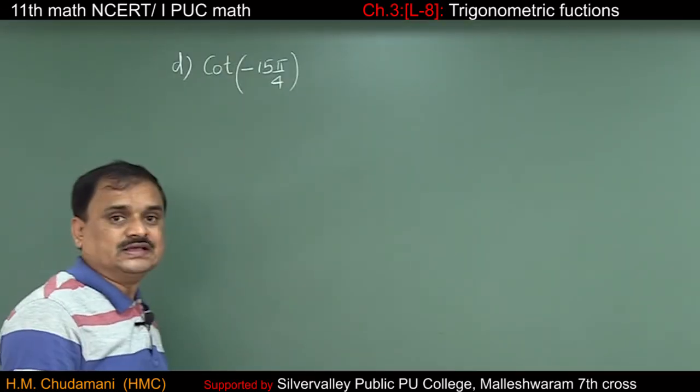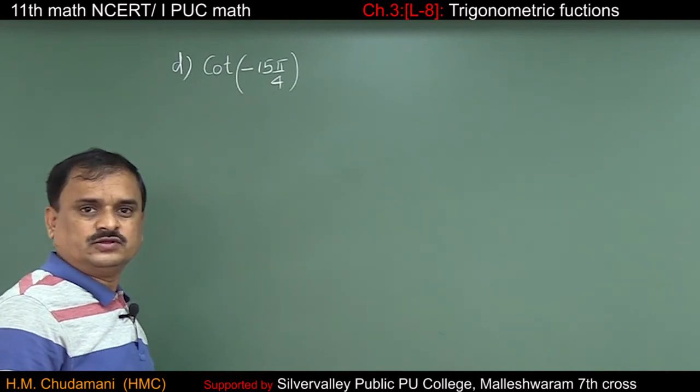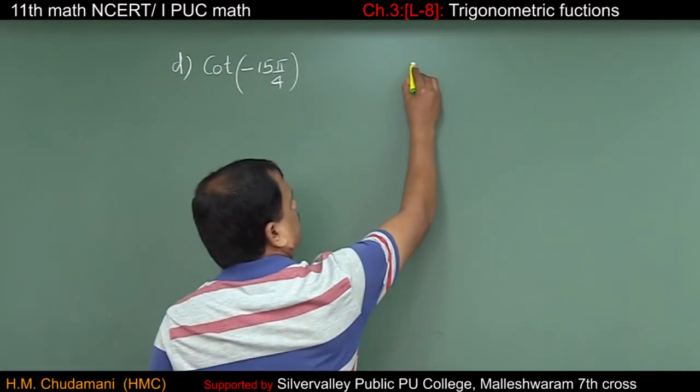Next, D, cot of minus 15 pi by 4. So what is cot of minus theta?